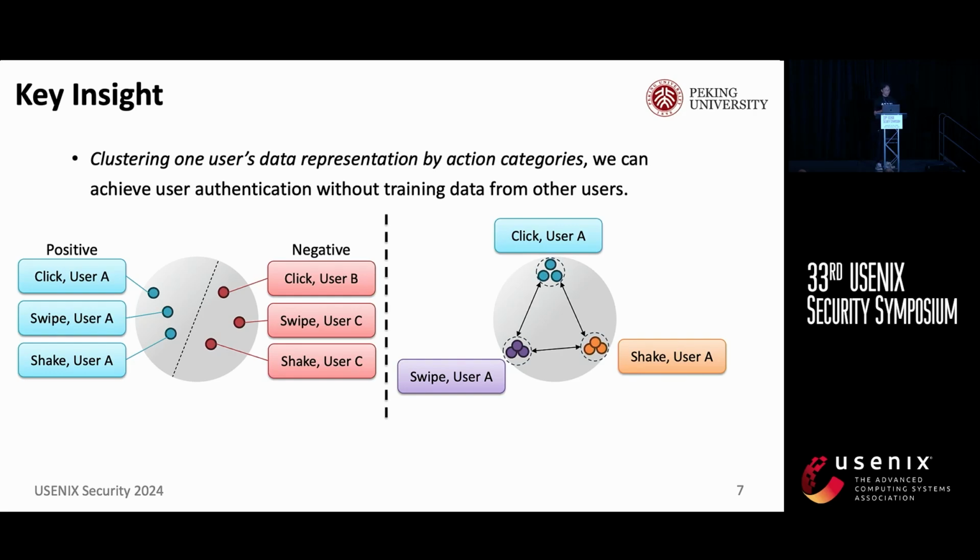And second is clustering one user's data representation by the action categories. Then we can achieve the user authentication without training data from other users. Because previous approaches, like in the left figure, converge to the suboptimal in practice, since different actions and their different background activities of the same user could be quite different. In addition, their naive strategy needs other users' data as negative sample. Therefore, in our insight, we cluster the representation vector of the same action close to each other and push other actions far away. This design also makes it unnecessary for us to rely on the other users' data as a negative sample.